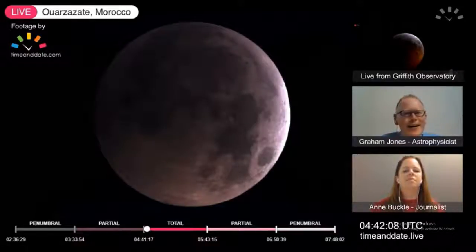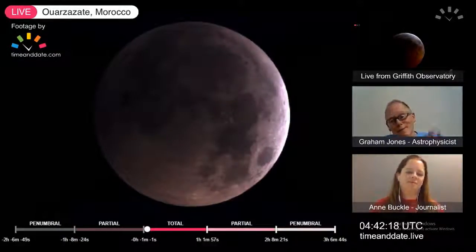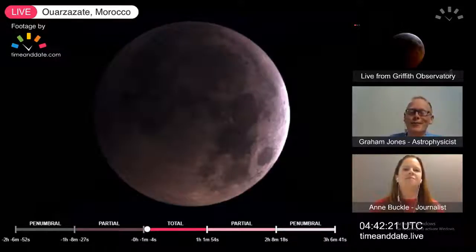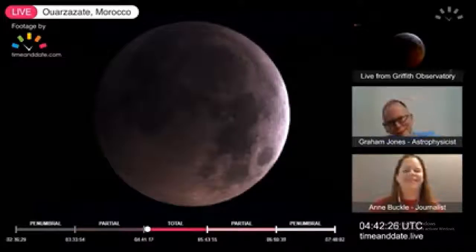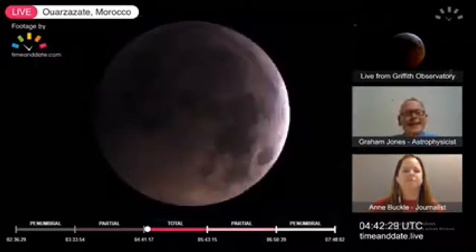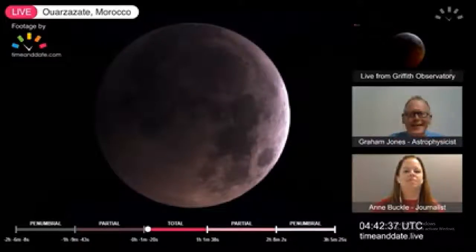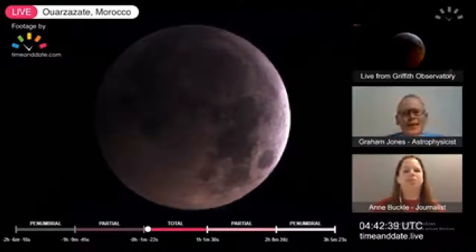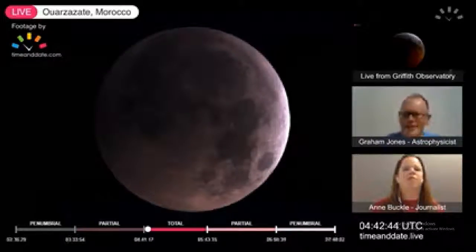As we are looking at the pictures here, it does seem on these pictures to be a slightly darkish red. Although, of course, the best way to really judge the color is to get outside and have a look at it directly, because the colors we're seeing on the screen here are dependent on the equipment that we're using to bring you these pictures. It depends on the camera and on the filters. But yes, every lunar eclipse does have a slightly different shade to it.